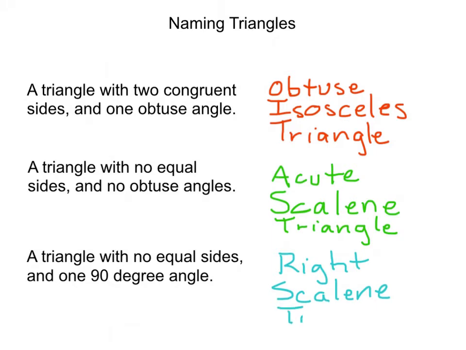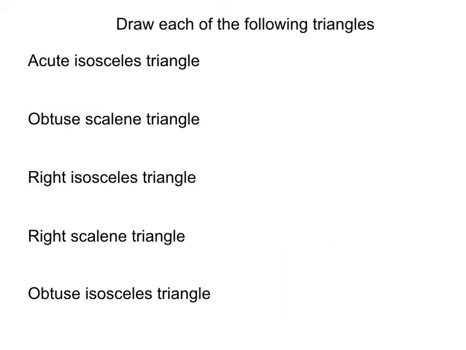And there we have it. This is how we can name a triangle based off of the type of angles that it has and also what the sides look like in comparison to one another. So our next test is we need to be able to draw each of these types of triangles. Once again, I'll help you with the first one. We'll go through it quickly and you can finish up the rest on your own.